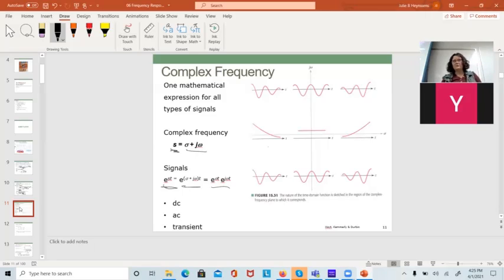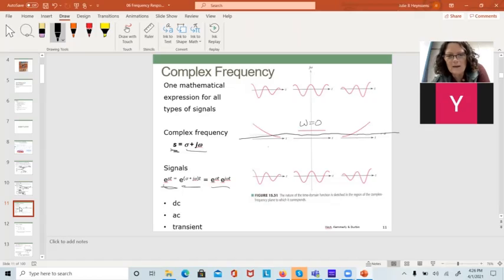Major advantage. Real world signals, you can't always solve the differential equations. You have to use numerical methods. And we can also model a whole bunch of different types of signals like this. We can model DC signals, have omega equals 0. And this is the omega equals 0 axis right here. So if omega equals 0, I can have a DC signal.